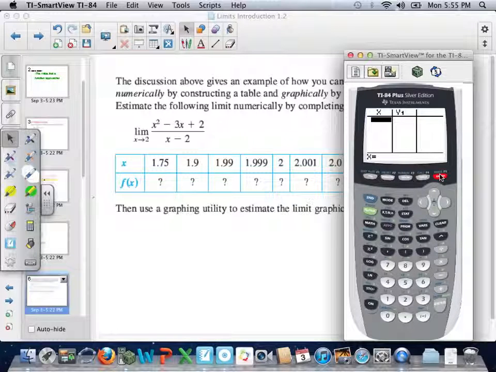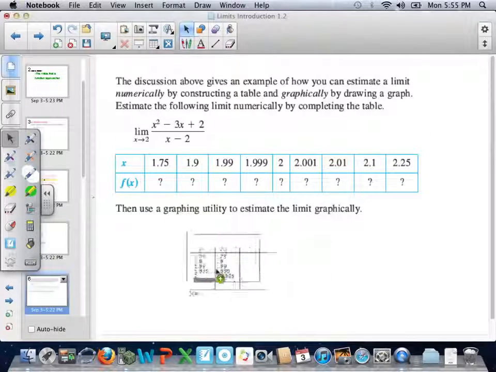So the first x value they want is 1.75. And as I do that, I see it's 0.75. And then we'll go 1.9. Then we got 0.9. Continue typing in those values. There I got the left side. Now 2 we know won't work. It'll say error. So there's my left side.